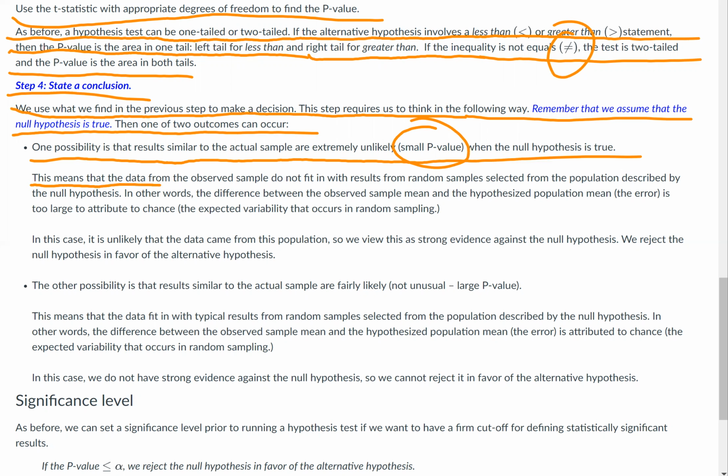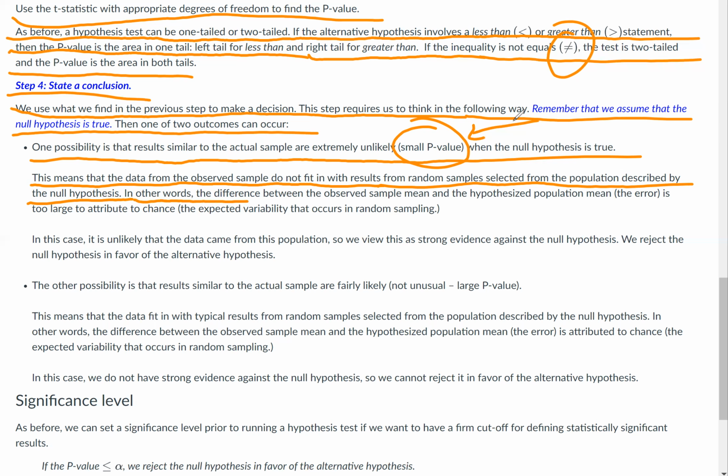This means that the data from the observed sample do not fit in with the results from random samples selected from the population described by the null hypothesis. In other words, kind of like how we said, proven innocent until proven guilty. You're assuming this person's innocent, but then all these facts about the case come up and you realize, if all these things are true, these actually happened, this person cannot be innocent, they have to be guilty. So we're assuming the null hypothesis is true, but if we collect data and it seems like, okay, this p-value, the probability is so small, there's no way that this sample came from a population where this null hypothesis is actually the case, so that must not be true.